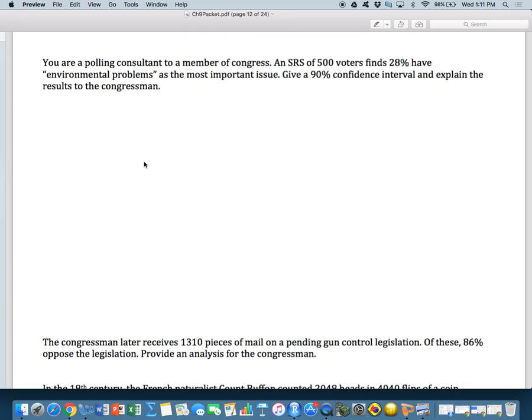Yesterday we started this problem about the polling consultant and the environmental problems, and I also believe we got through PAN, and we didn't do I or C.